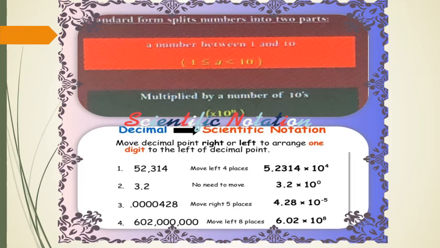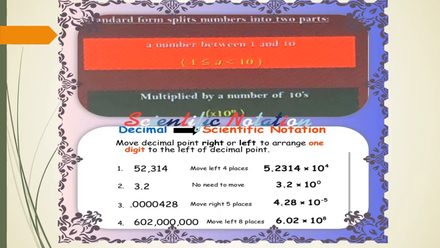It is 0 point followed by 4 zeros, then 428. As I told you, the thing we have to keep in mind is that we have to get just one number before the decimal. So it comes as 4.28 into 10 raised to minus 5. Here we are moving in the opposite direction, so the exponent is minus 5. Next question, let's have a look.